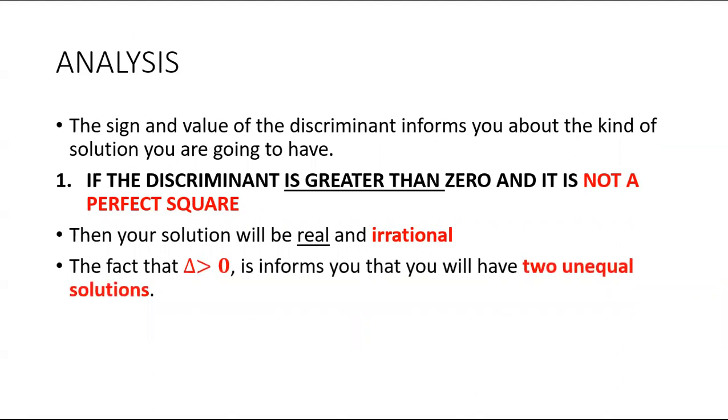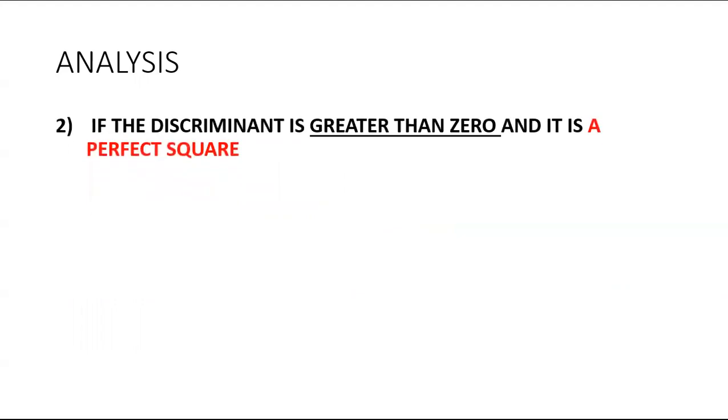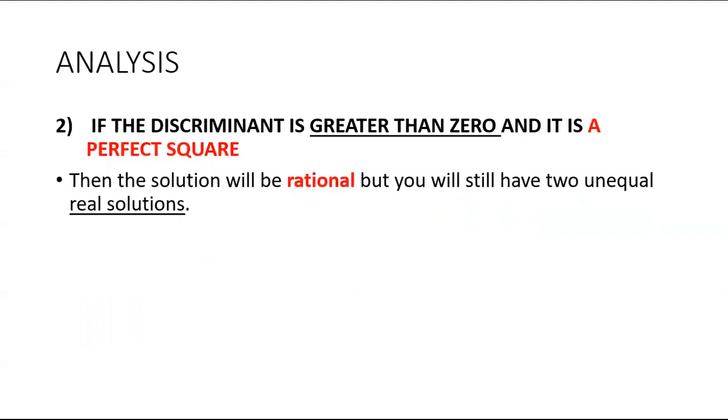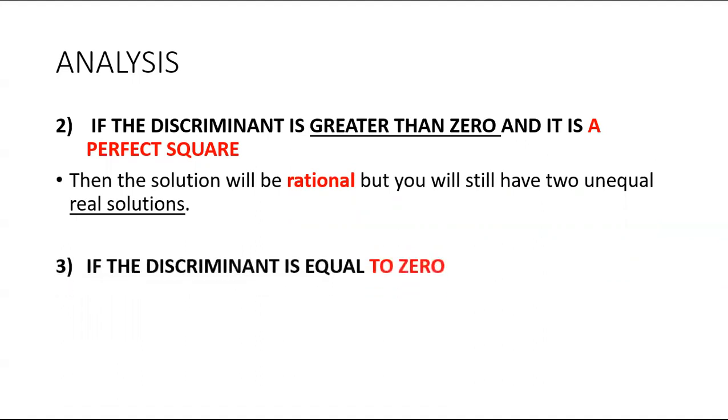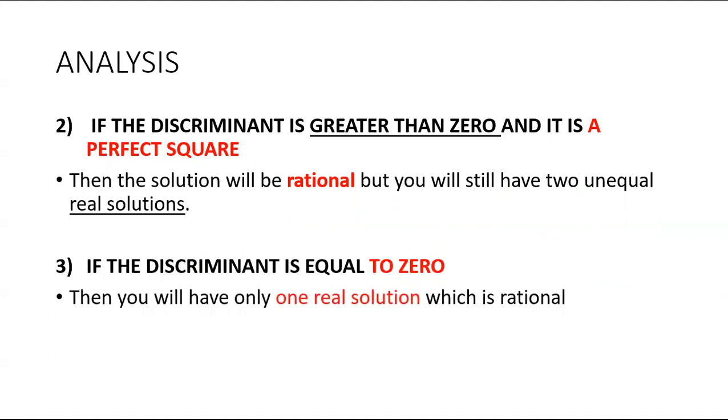Okay, if it's equal to 0, then you have one equal solution, which is one solution in a way. All right. If the discriminant is greater than 0 and it is a perfect square, it means that you'll have a rational solution, but there will be two solutions and they'll be real. If the discriminant is equal to 0, as I've specified, it means that there will be only one real solution, which is a rational number. Good?